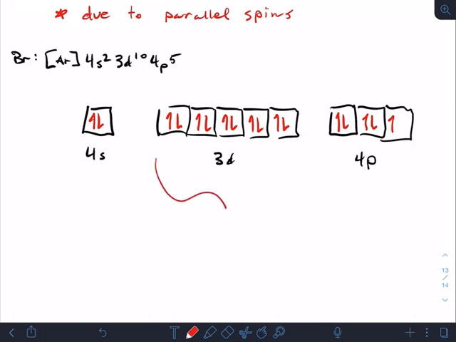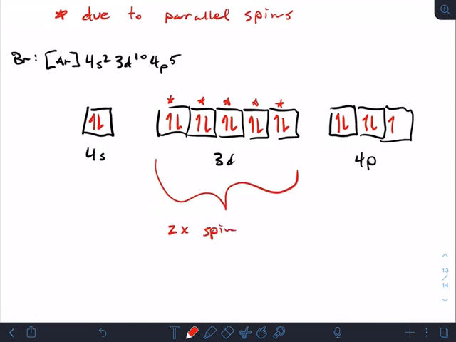Now, what I've got sitting in front of me is that all of these electrons are paired spins, one up, one down. So I have 2 times the spin parallel. All of those electrons are parallel spins. They're very stable, so this acts like a core.